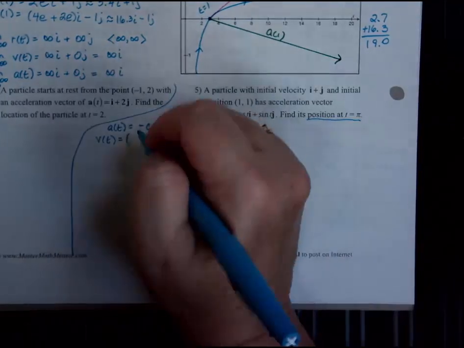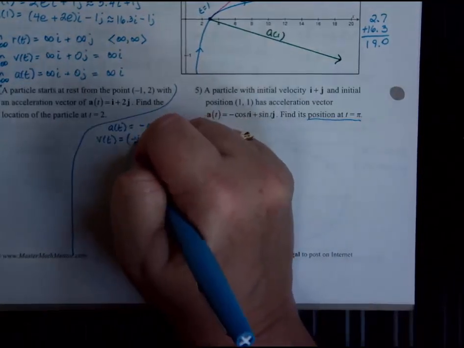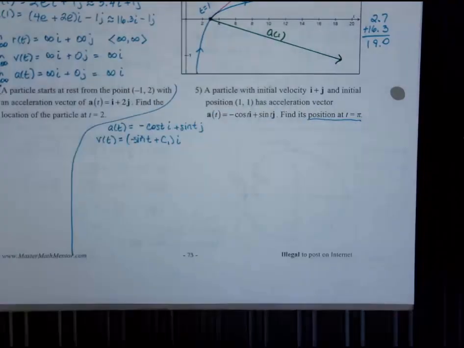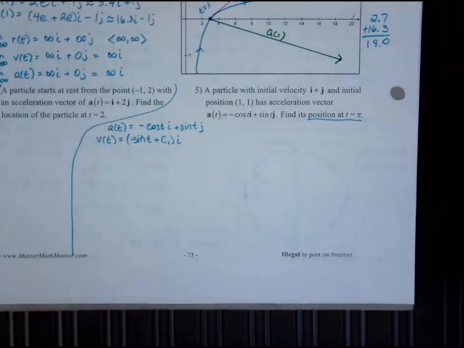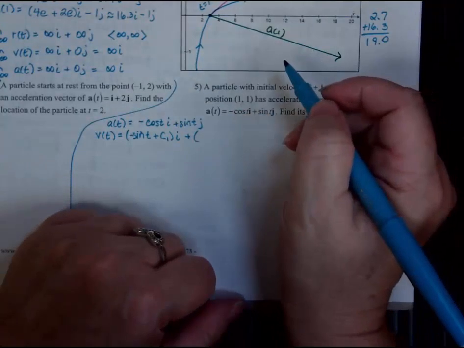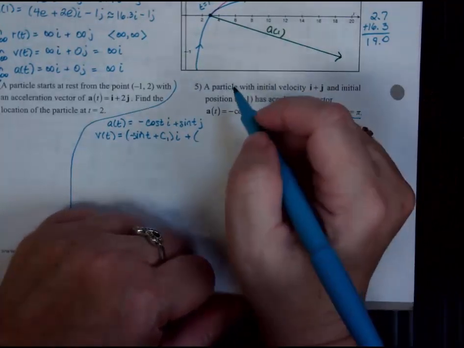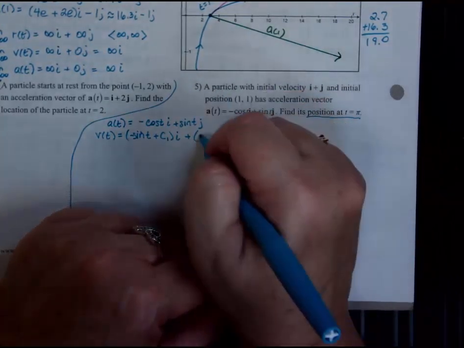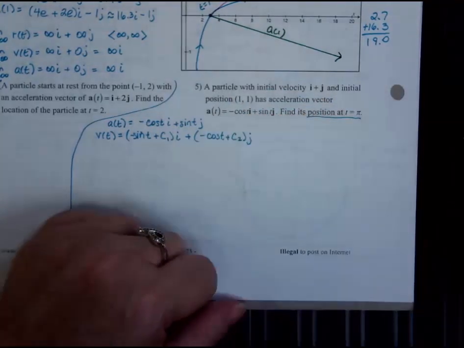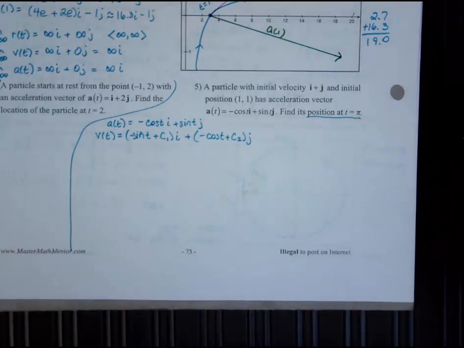So we write negative sine of t plus c1 i. Remember, you get a constant in there every time you do an indefinite integral or an antiderivative. Plus, parentheses, what's the antiderivative of sine? Negative cosine t plus c2 j. Okay, there's my general solution for the velocity vector.